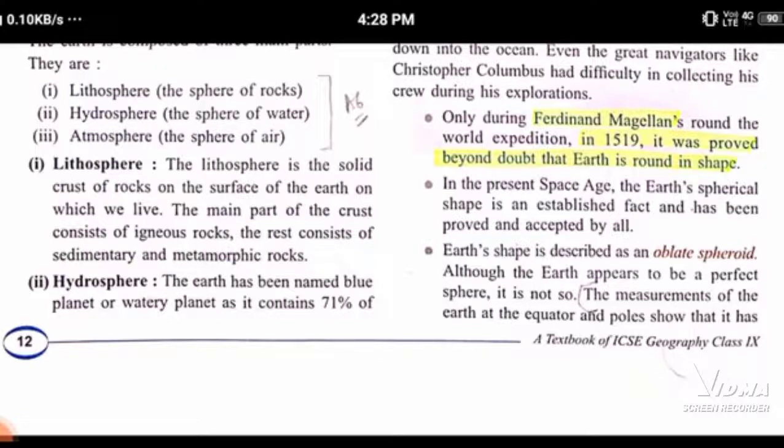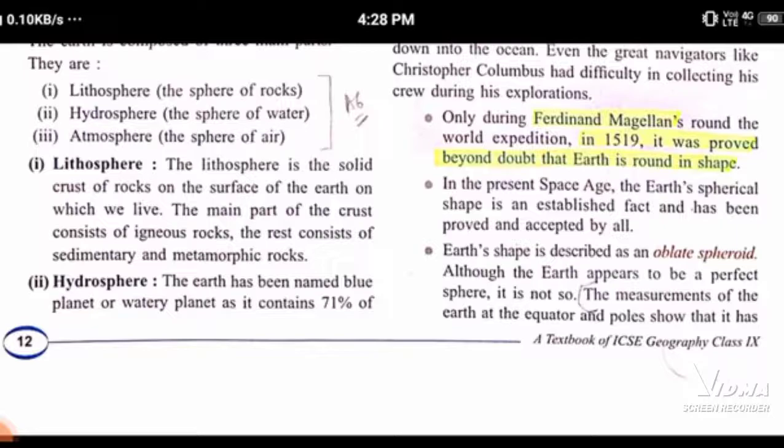First is the crust, downside of that is the mantle, then third is the core, that is at the end, deep in the earth. The main part of the crust consists of igneous rocks, and the rest consists of sedimentary and metamorphic rocks.